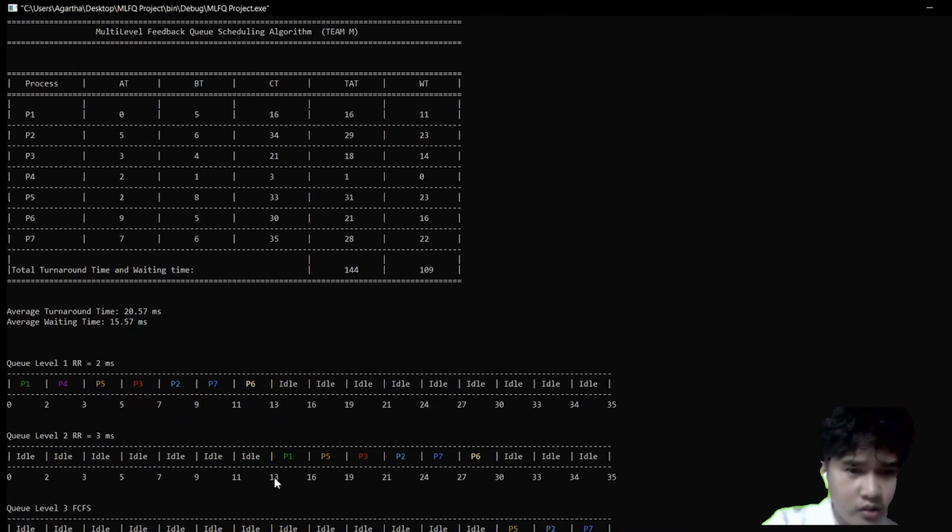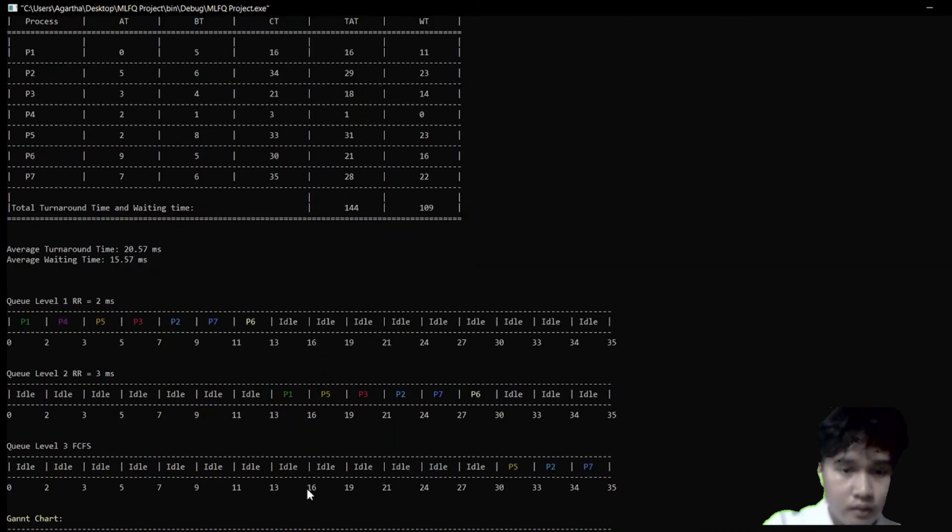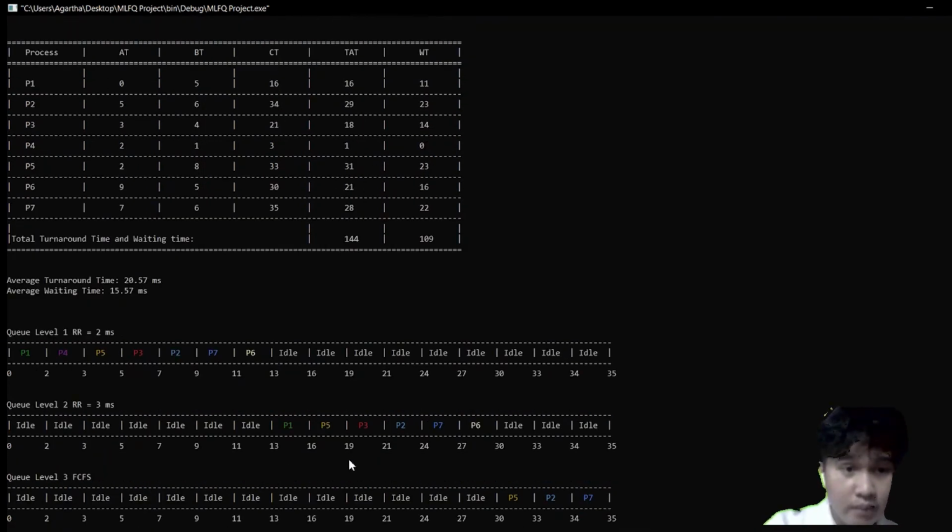So at time 13, P1 was the first process to have arrived. So P1 was ready to execute and ended at 16 milliseconds. Since P1 completed its remaining burst time, at time 16 milliseconds, P5 was ready to execute and P5 has a remaining time and ended at 19 milliseconds. Since P5 has a remaining time of 3 milliseconds, it shifts to queue level 3.